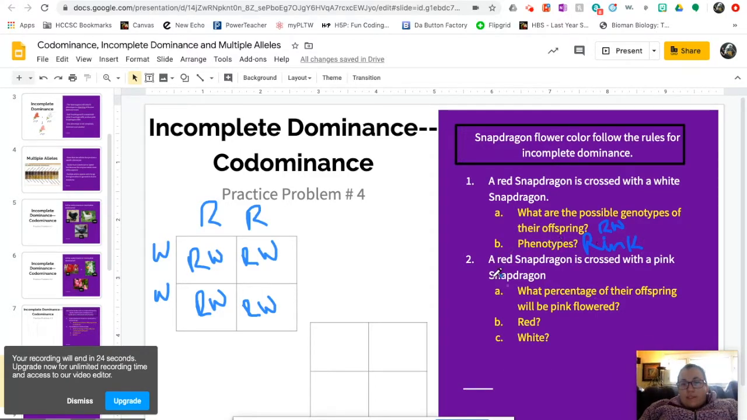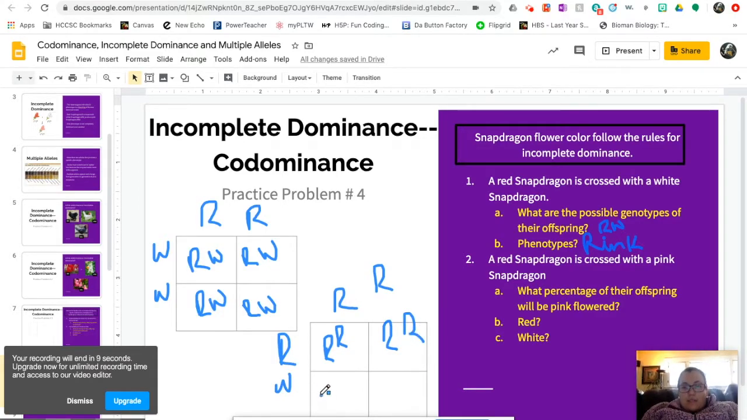Then if we do a second one, red is crossed with pink. Here, it's going to be kind of like the last one. We're going to have 50% red and 50% white. Or I'm sorry, 50% red, 50% pink.